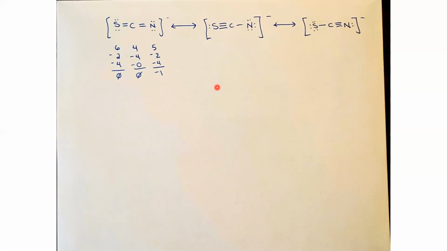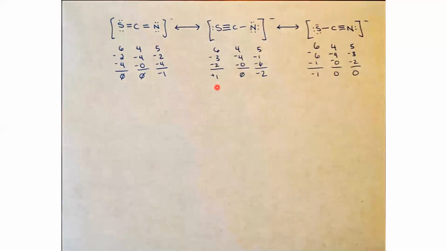Okay, so if we were to look at it, sulfur here has 6 valence electrons. There are 3 bonds to it and a lone pair, so it gets a +1 formal charge. Carbon is still 0. Nitrogen here has a charge of -2. Sulfur here has 6 valence electrons, 6 electrons around it, 1 bond to it, so it has a -1 formal charge. Normally these 2 would be reversed. It's just laziness on my part. 0 and 0 for the others.